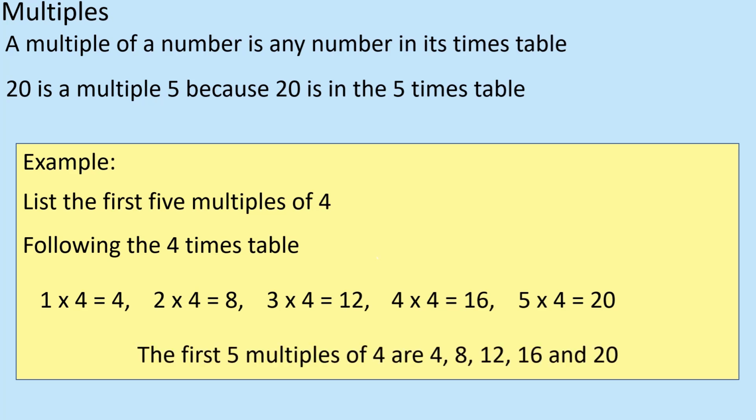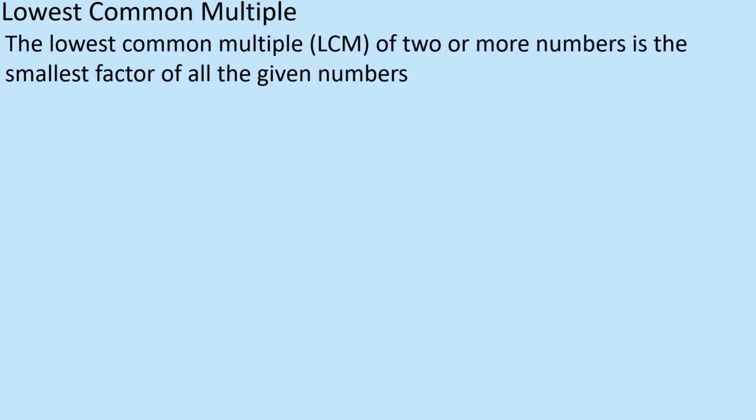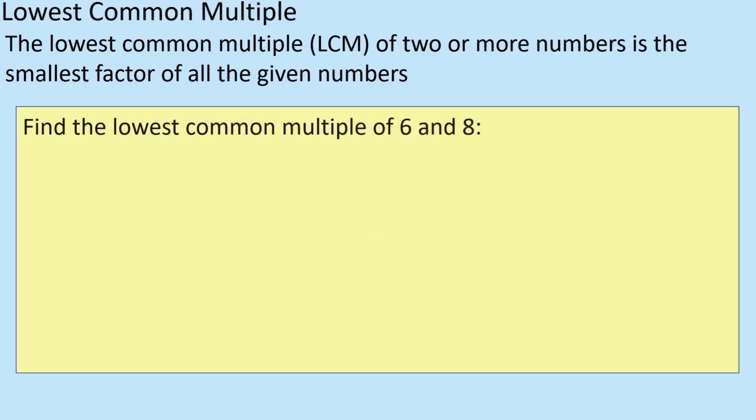Right, so if I ask you to work out the lowest common multiple, then I'm after literally the same thing. I still want your multiples, but I'm looking for the lowest value. So if I think about multiples of numbers, I'm going to keep doing it until I find the lowest one. So the lowest common multiple of 2 or more numbers is the smallest multiple of all the given numbers, the one that appears in both sets of numbers, which is the smallest essentially.